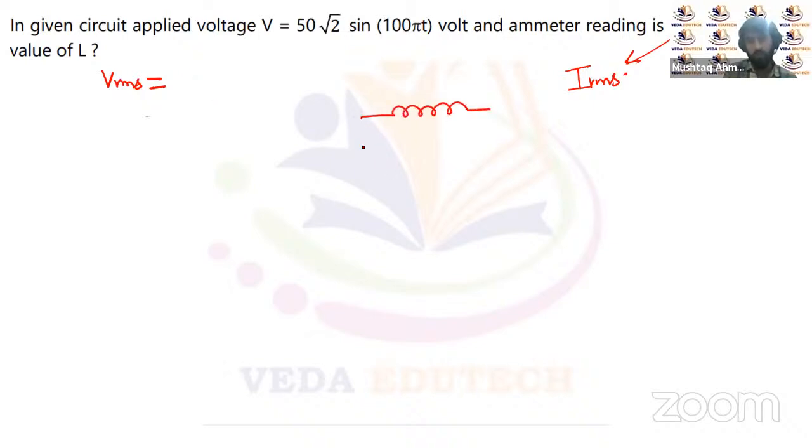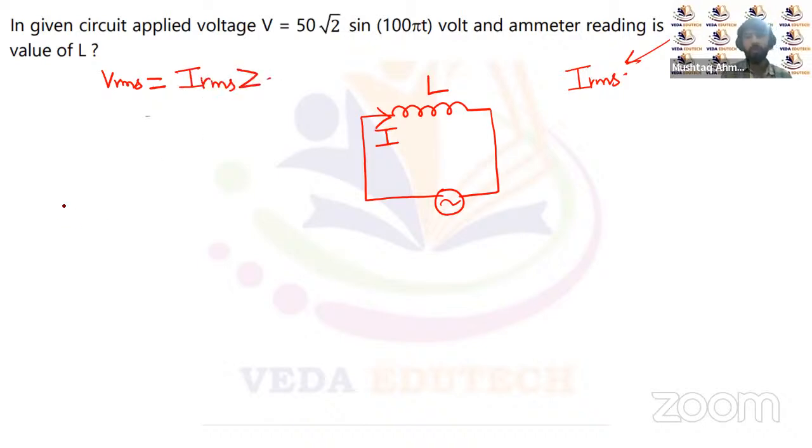This is the inductor, and there is some AC supply to this inductor. Let's suppose the self-inductance of this inductor is L, and there is some current I flowing through it. We know that VRMS will be equal to IRMS multiplied by Z, where Z is the impedance or total resistance. Now here it's a pure inductive circuit.